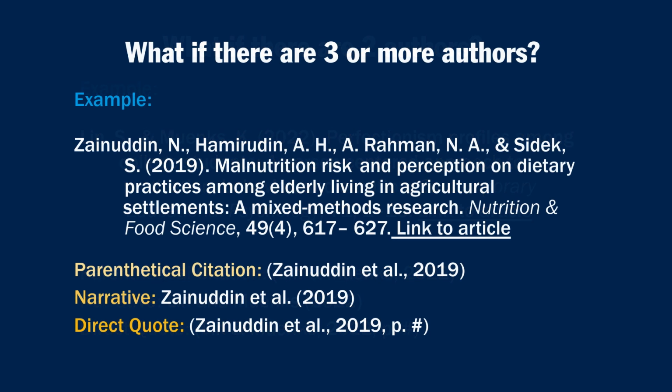Often, you will come across scholarly works with 3 or more authors. Similar to the previous example, they should be listed in the order they appear in the scholarly work you are referencing. For this example, Zainuddin is the primary author, and that is why they are listed first. For the in-text citation, you would not list out all 4 names. You would list the primary author, in this case, Zainuddin, followed by et al., which means and others.